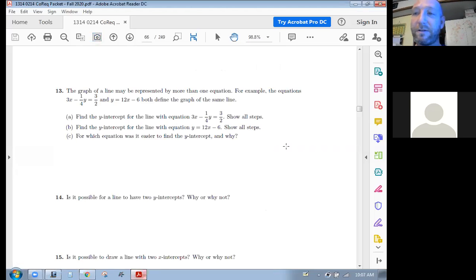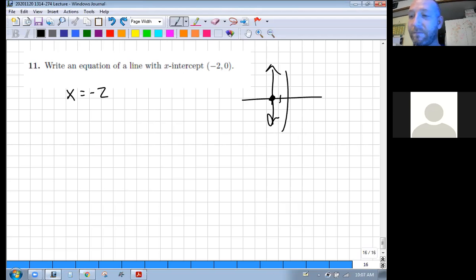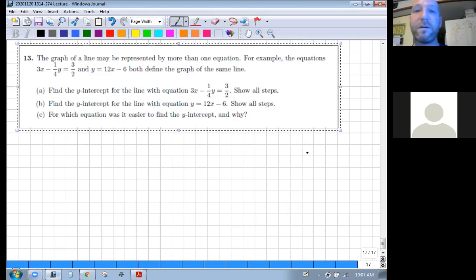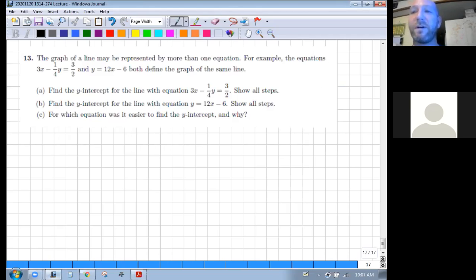So we can do 13. The graph of a line may be represented by more than one equation. For example, these two equations both define the graph of the same line. All right, find the y-intercept for the line with this equation. We want to find the y-intercept, where it crosses the y-axis, right here. We have to let x be 0. So to find the y-intercept, let x be 0.